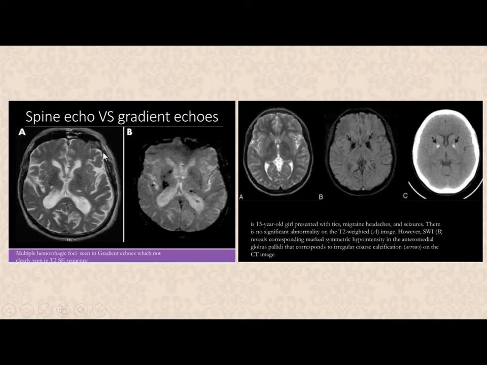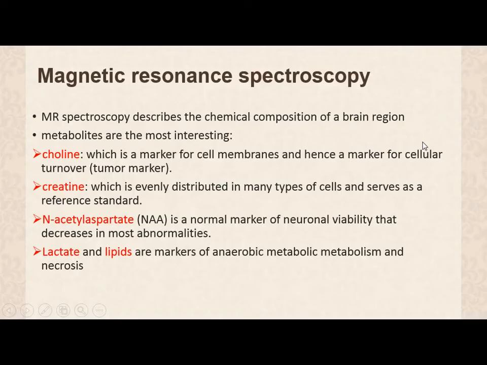You can see here on this T2 there is nothing worth mentioning. When you do a gradient recalled sequence, you can see these dark spots. They are microbleeds. They are hemosiderin deposition, which can easily not be seen on the T2 weighted image. So gradient is also very important. In this case, the T2 has nothing here. When they do gradient recalled imaging, you can see these hypointense areas, the blooming areas, and this is a 15-year-old girl, so when they did a CT, it was calcifications. So gradient is also important.